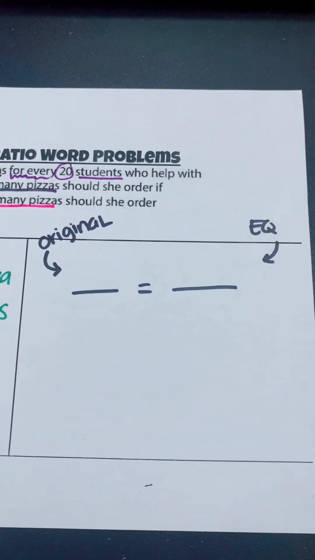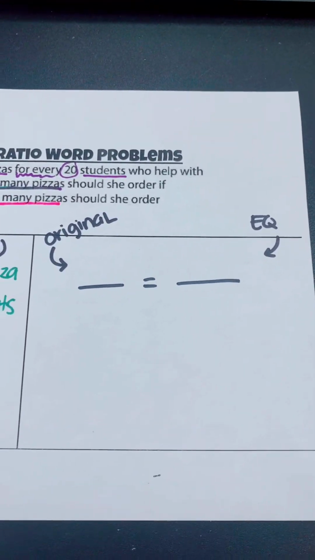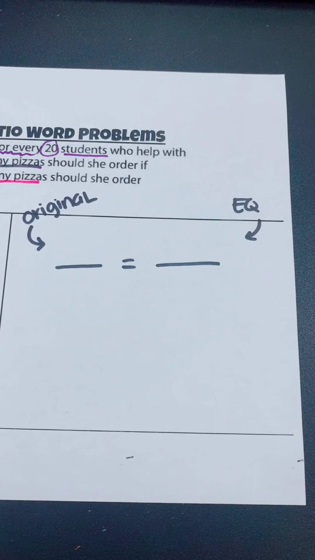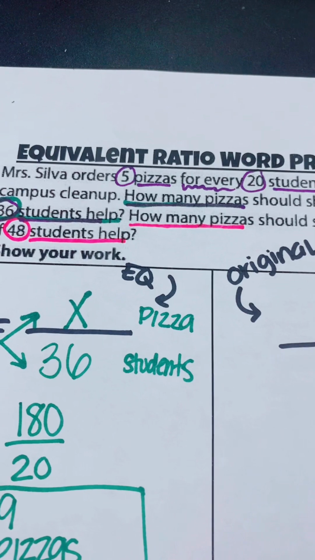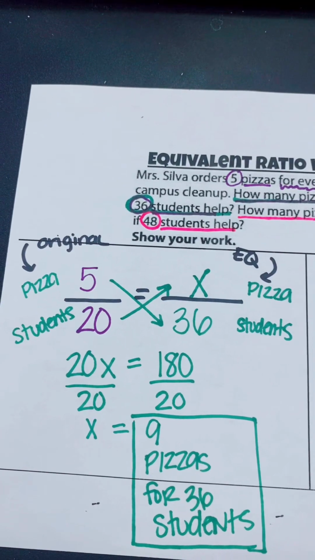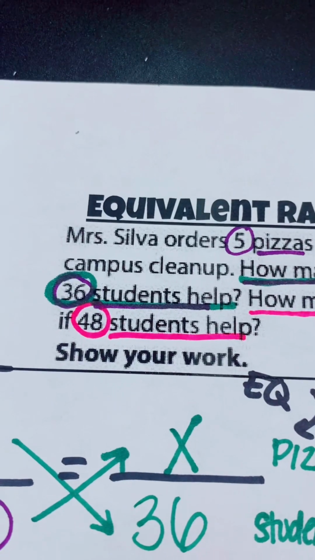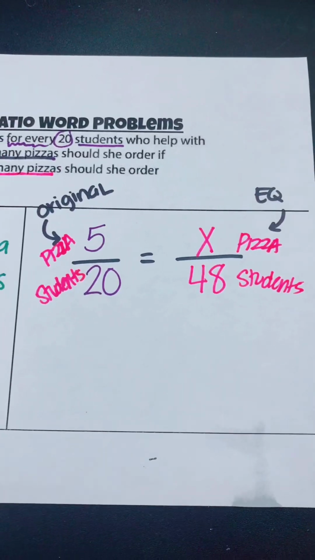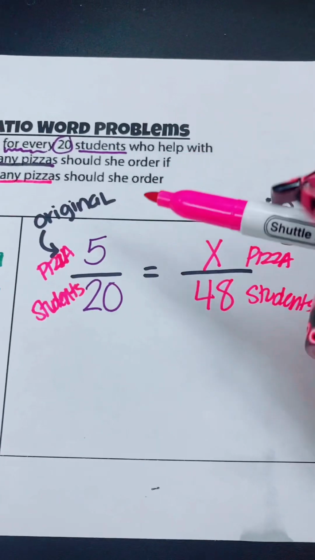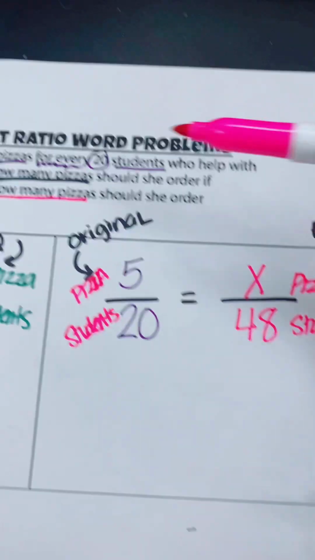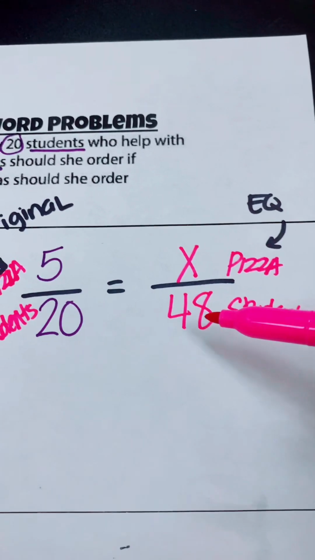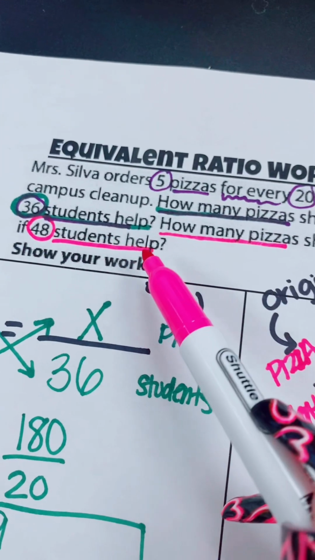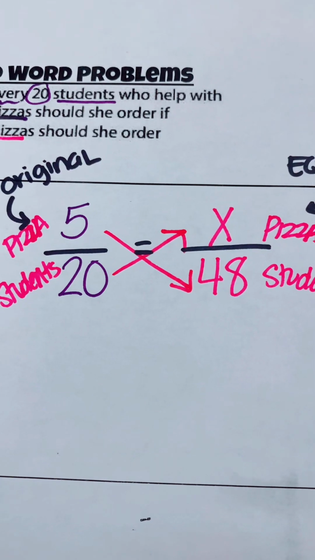We're going to solve the second question in this area here, but I'm going to use a proportion to solve it as well. The second question is asking if 48 students help. So I need the same setup with pizza and students, except this time I need to answer for 48 students. All right, so here's our setup. Our original ratio was 5 pizzas for every 20 students from right here. And then we have our X for figuring out how many pizzas we need for 48 students coming from our question. Then I need to cross multiply.